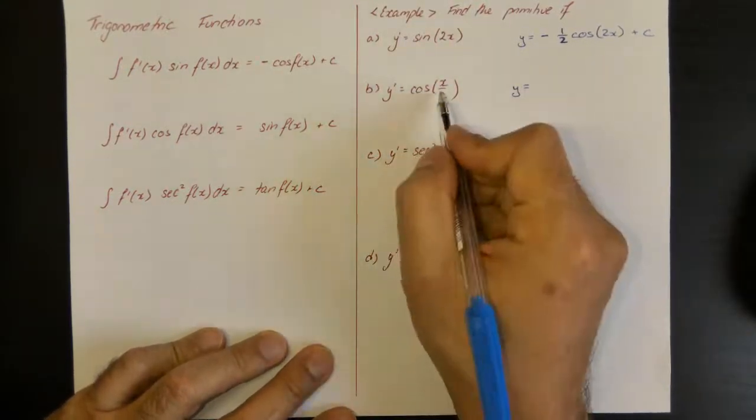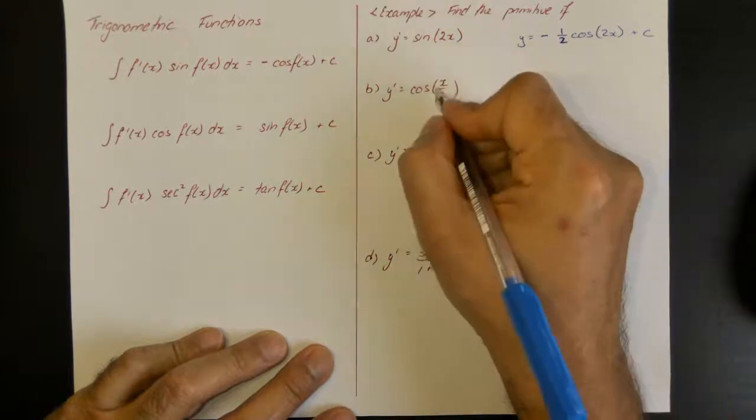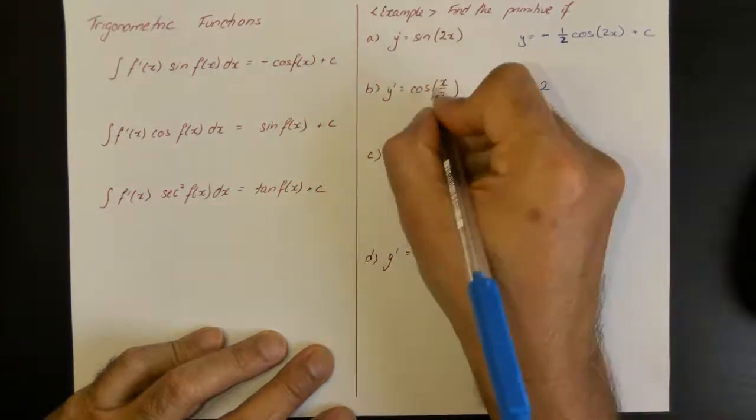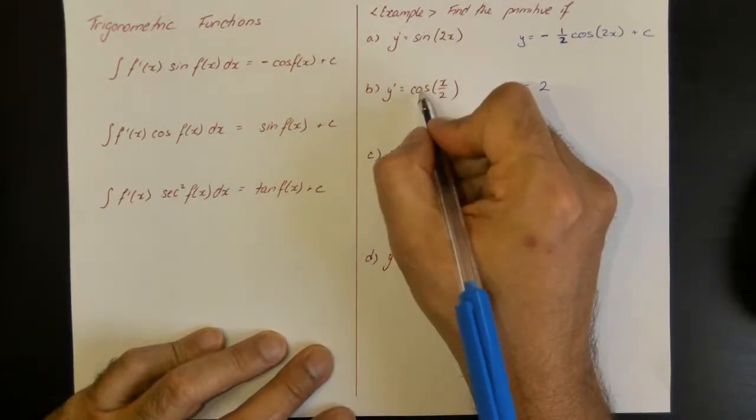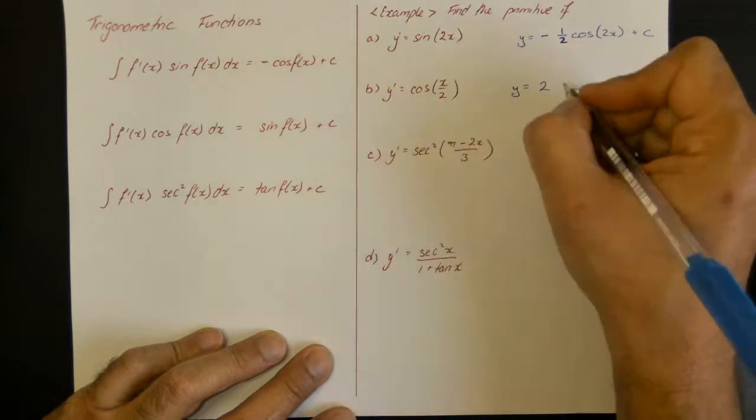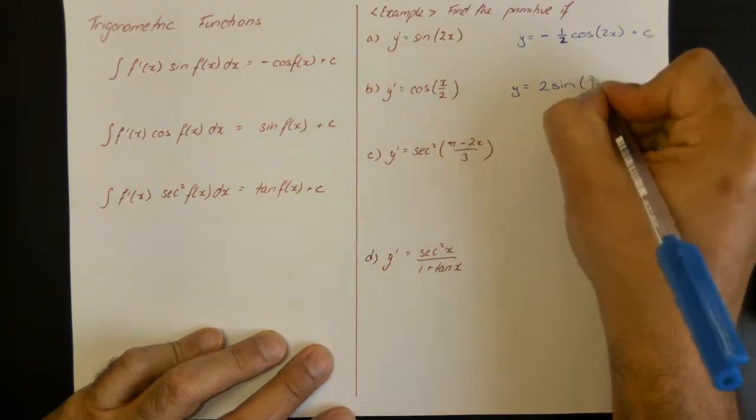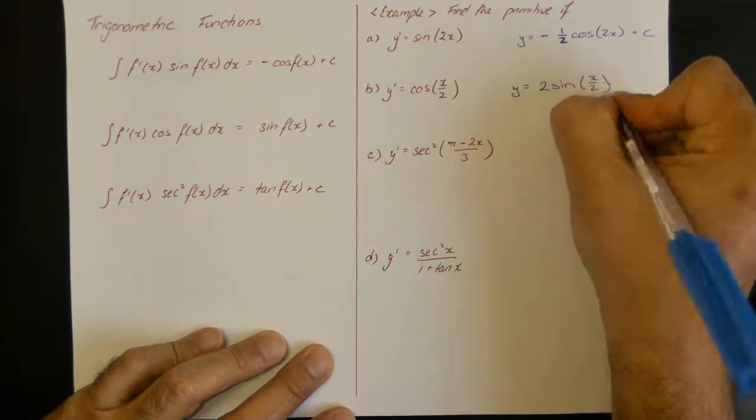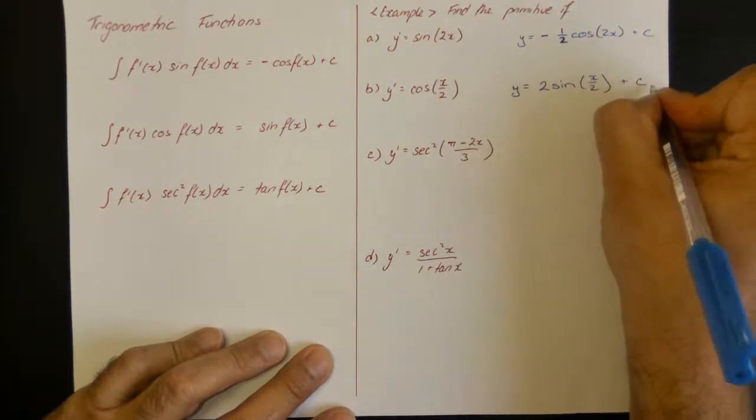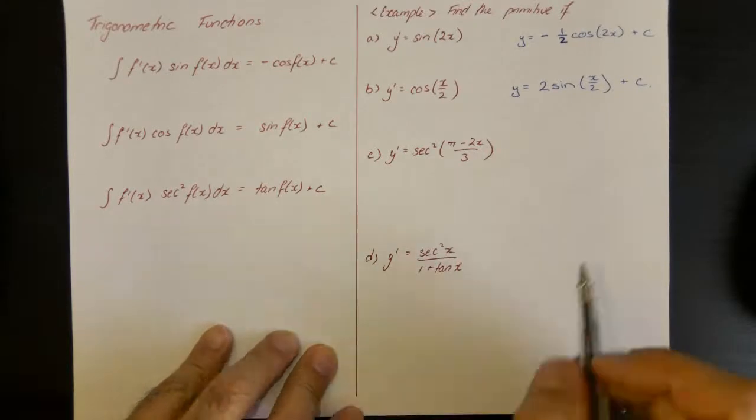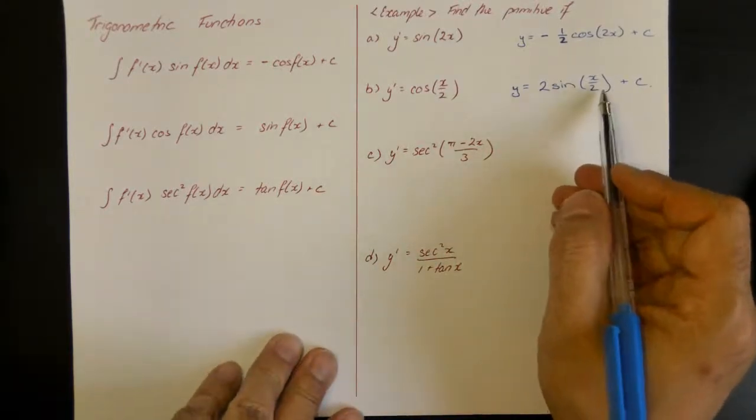Here we've got cos of x over 2, so we're going to compensate for this half. The antiderivative of cos is sine. So we get 2 sine of x over 2 plus c.